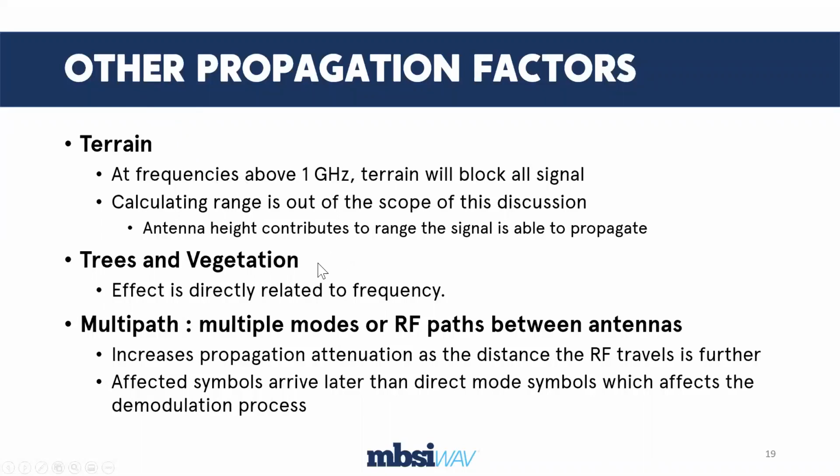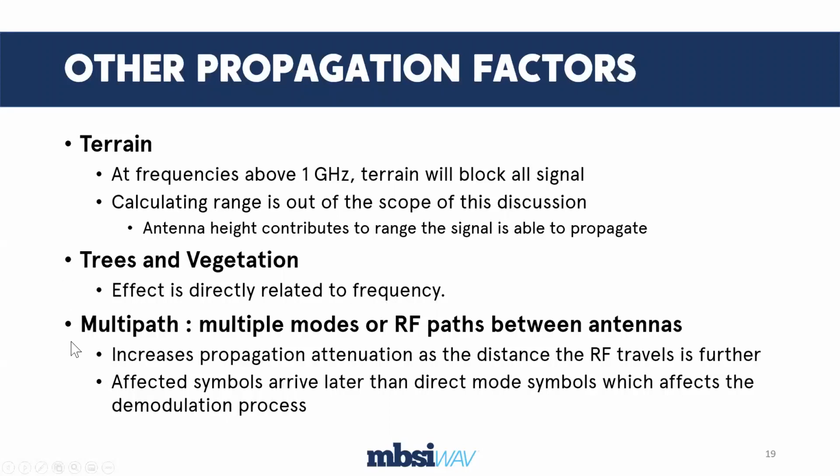Trees and vegetation: the effects are related to frequency and diversity, but generally speaking, trees in our northern hemisphere are about 150 dB per kilometer of loss. So it's really difficult for non-line of sight, penetrating lots of trees, we end up with no signal at the end of it. Nevertheless, the point here is that the effect is related to the frequency. The higher the frequency, the more attenuation the trees and the vegetation cause.